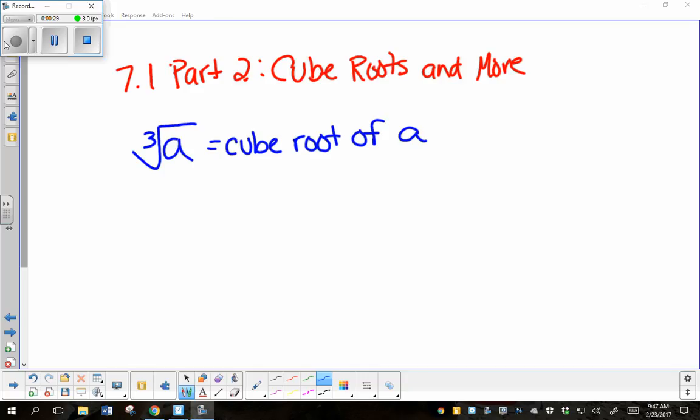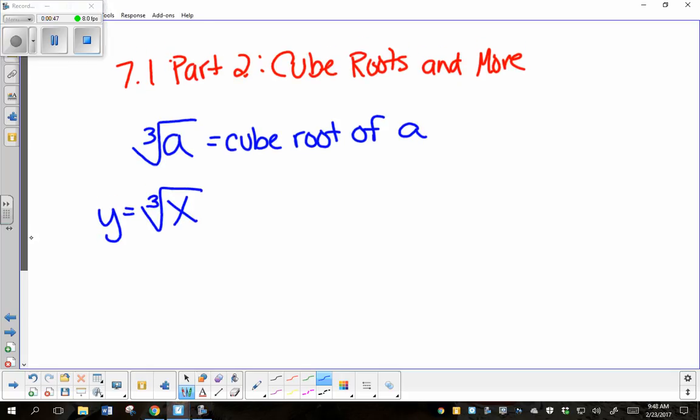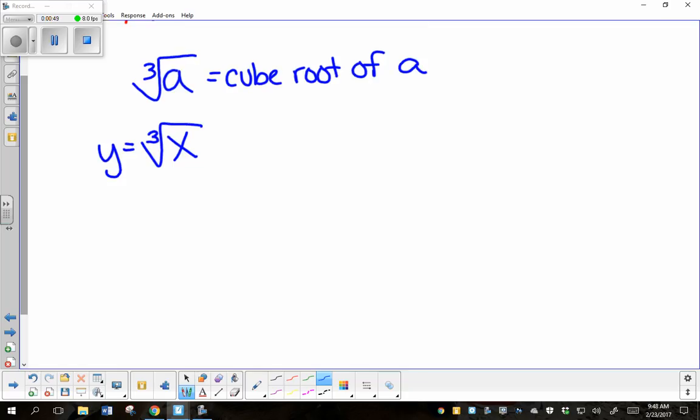And we did this last year. I think we've even talked about it this year already, because we factored sums of cubes and differences of cubes, right? So let's talk about what the graph would look like. If we graphed y equals the cube root of x, we're just going to do kind of like yesterday, we'll make a little graph just to show what it looks like.